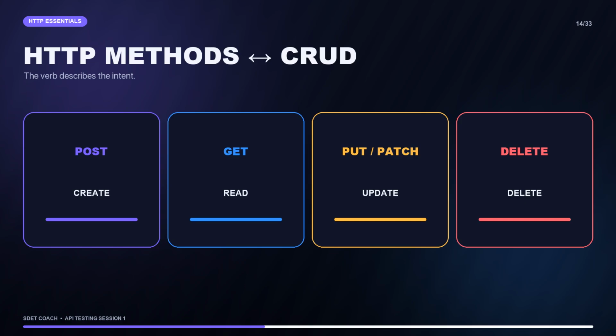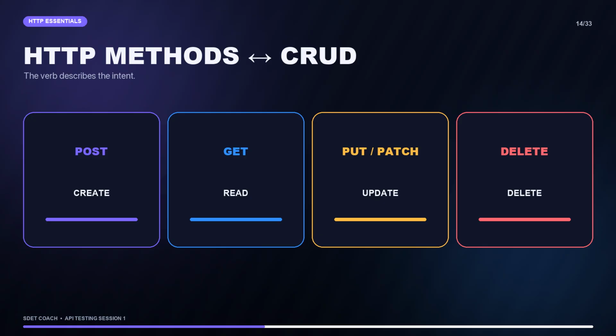HTTP methods describe the intended operation. The common mapping is CRUD. Create, read, update, and delete. POST usually creates a new resource. GET reads a resource or collection. PUT replaces the full representation at a known location, while PATCH applies a partial update. DELETE removes a resource. Treat that as a strong convention, not a substitute for documentation.